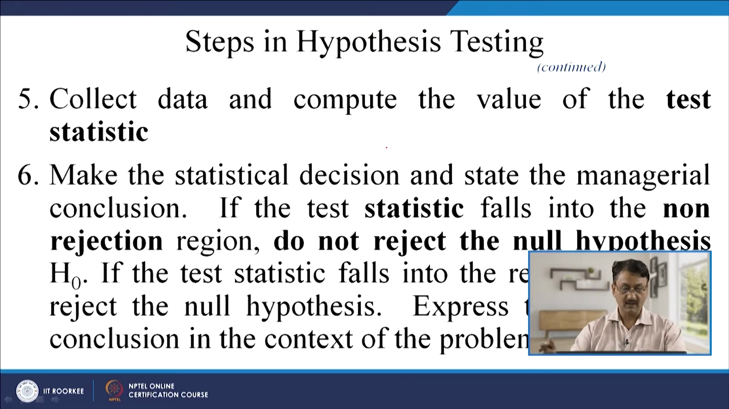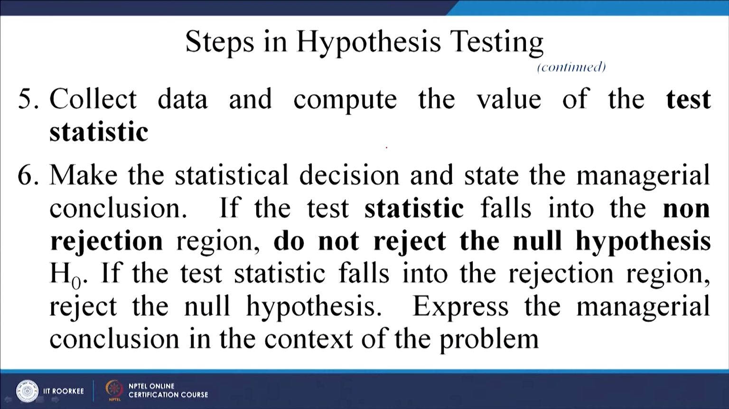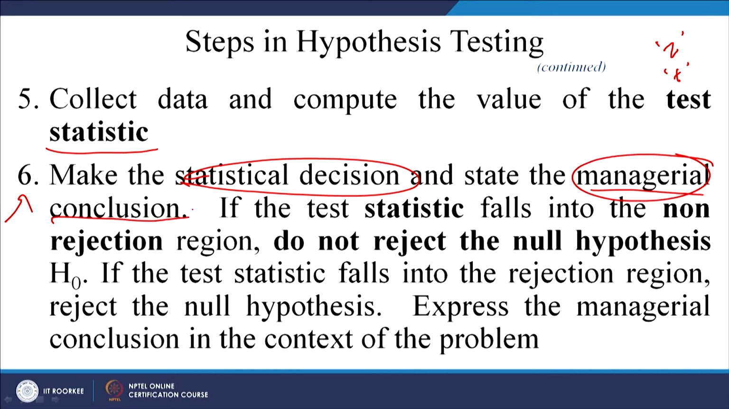Okay. So, the next step is collect the data and compute the value of the test statistic. So, what is the test statistic? Whether it is a z value or t value depending upon the question, right. So, the next step is make the statistical decision and state the managerial conclusion. Statistical decision means you should either reject the null hypothesis or you do not reject. A managerial conclusion means you need to take certain action after taking a statistical decision.